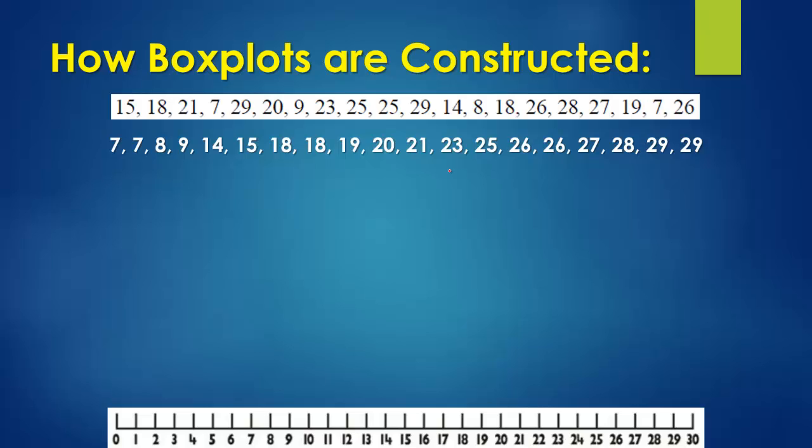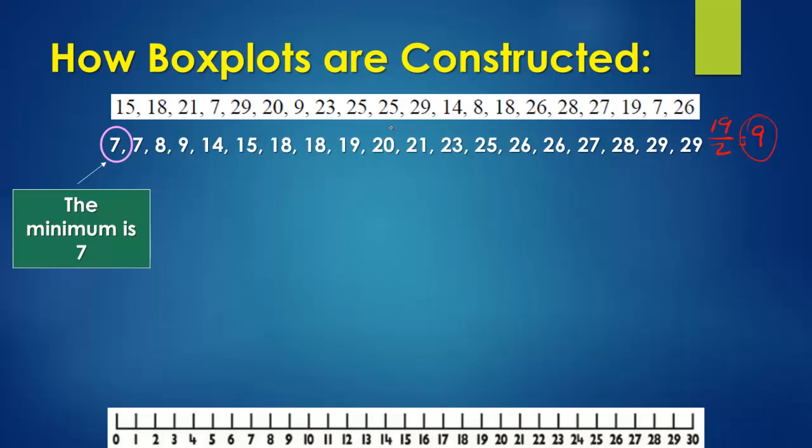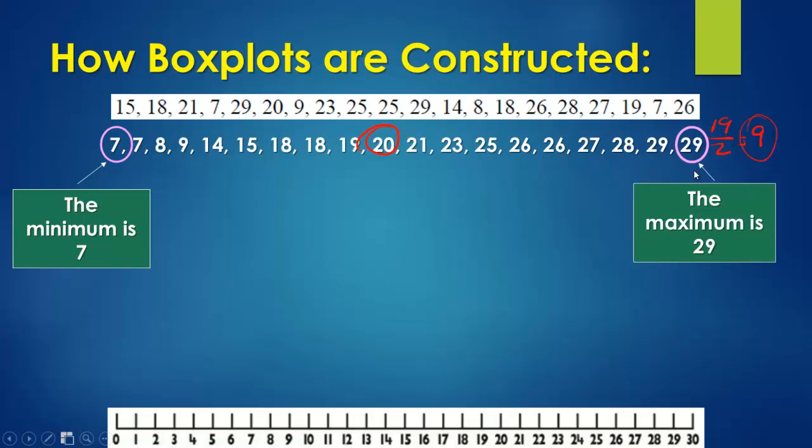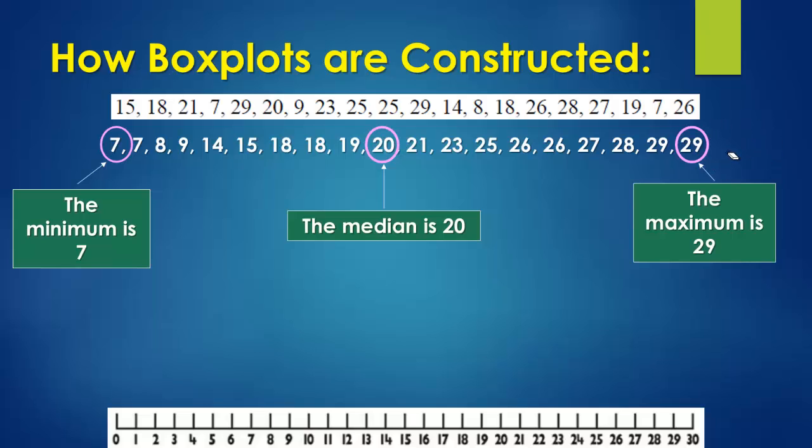So we have 19. There are 19 numbers, divide it by 2. Okay, forget about the decimal place, just look at this number first. So it's actually 9.5. So we would count in 9: 1, 2, 3, 4, 5, 6, 7, 8, 9. Okay, that next number, that's your median. The minimum is 7, and the maximum is 29. And like I said, the median, not the mean, the median is 20. Mean is something different. The median is always the middle.